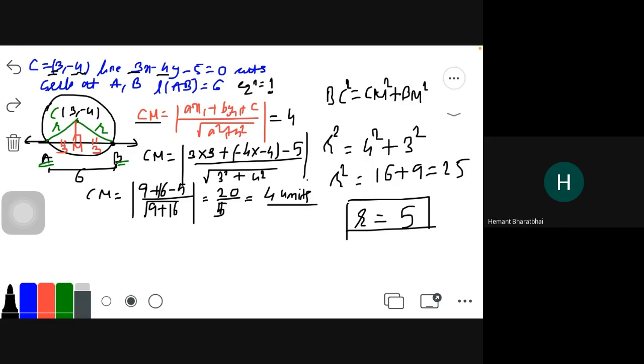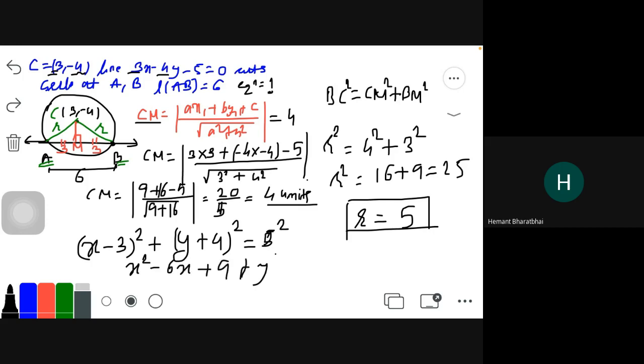In center-radius form, I know the center, I know the radius, so I can get the equation of the circle as x minus h, so x minus 3 the whole square, plus y minus k, minus minus will become plus, so y plus 4 the whole square is equal to r square, that is 5 square. So I'll get x square minus 6x plus 9 plus y square plus 2 into 4, that is 8y, plus 16 is equal to 25.